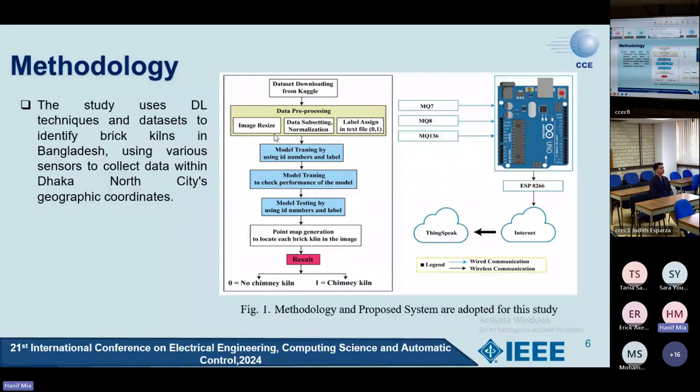Model training to check performance of the models. Model testing by using ID numbers and the labels. Point mapping generation to locate each brick kiln in the imagery. And the result is we set 0 for no chimney and 1 for chimney kiln. Also on the right side, we can see the hardware implementation where an Arduino Uno is connected with three sensors, and the Arduino Uno is connected with ESP8266 internet provider circuit, and the signal is sent to the ThingSpeak API website.